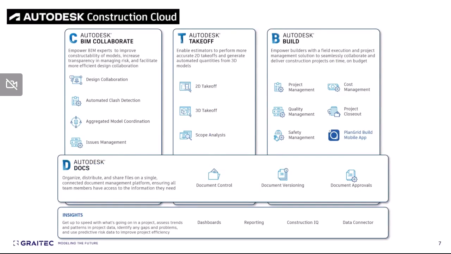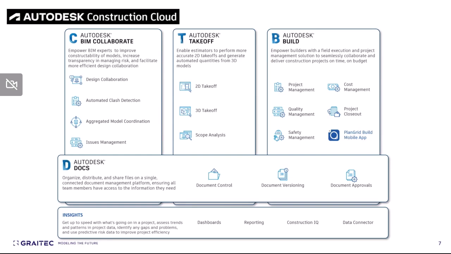The Autodesk Construction Cloud comes in 4 main subscriptions. We have Autodesk Docs, which is the main subscription that underpins all of the other platforms. Within Autodesk Docs, it is here that we do our main document management. From there, we have the BIM Collaborate subscription, which allows us to do our design collaboration, our automated clash detection on top of our document management.